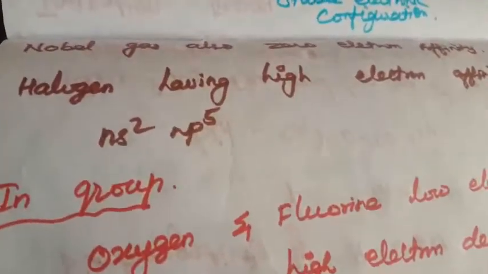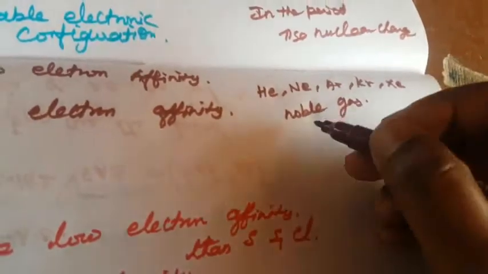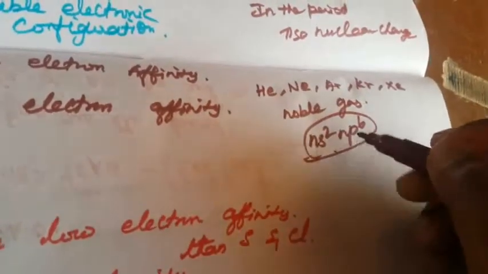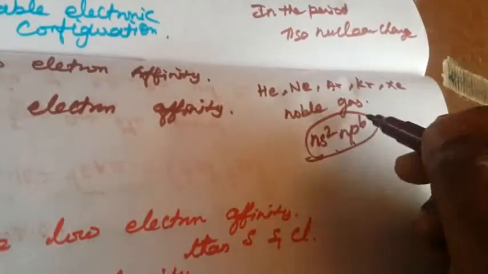Okay, so next one is noble gas electronic configuration. The electron affinity will be 0. So what are noble gases? Helium, neon, argon, krypton, xenon and radon. These are the noble gases, the inert gases. All noble gases have electron affinity 0. What is the reason? The general electronic configuration is ns2 np6, so the outermost electrons are completely filled. So there is no way to accept an electron.